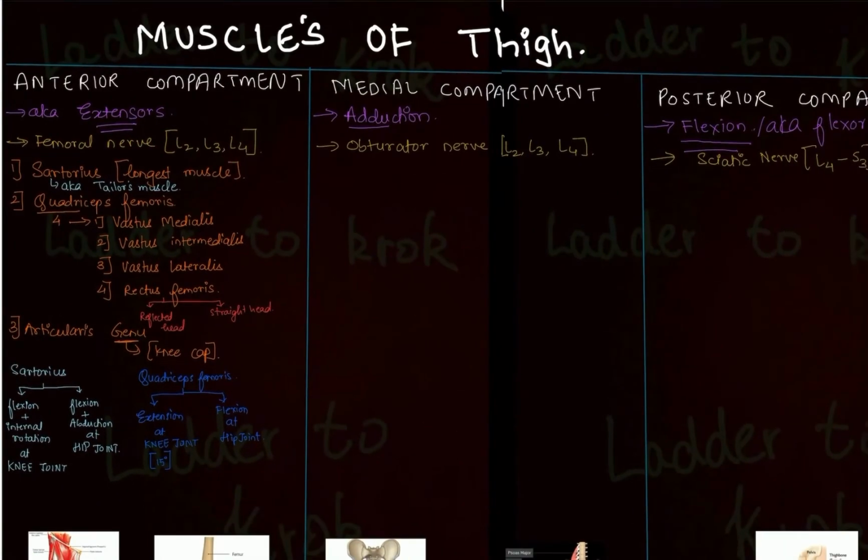Sartorius muscle, which is also known as Taylor's muscle, and it is the longest muscle. Then quadriceps femoris, quadri means four, so you will be listing down the four muscles: vastus medialis, vastus intermedialis, vastus lateralis, rectus femoris. This rectus femoris has two heads, one is reflected and another is straight head. The third muscle is articularis genu. Genu means knee. So this is the muscle for the knee cap, that is patella.